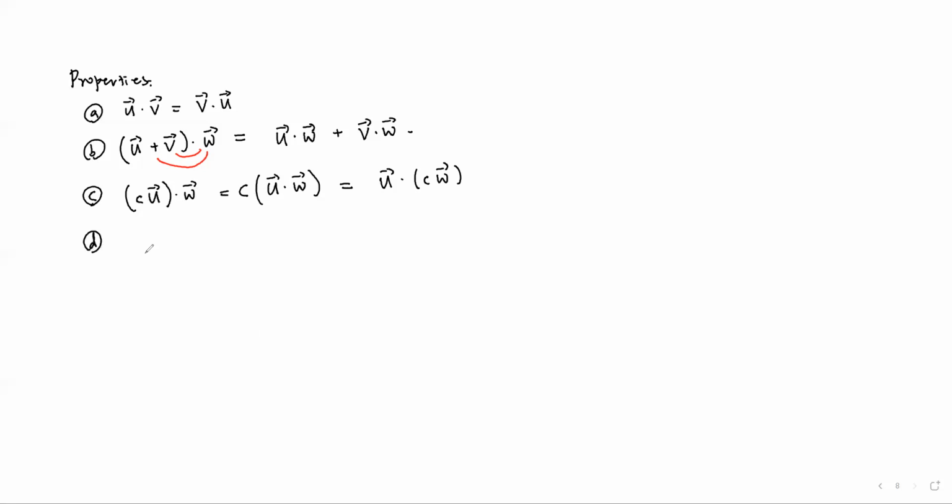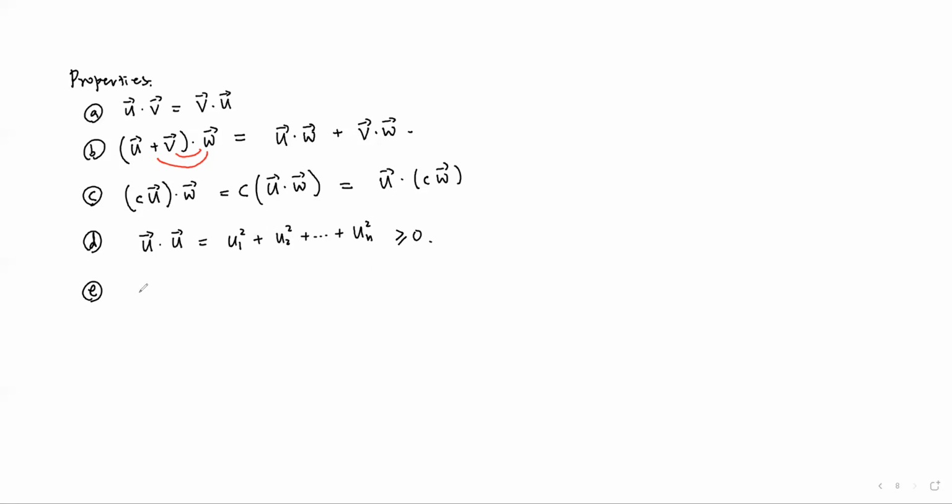D, a vector dot itself. By formula, it is first entry square plus second entry square, and so on. A vector dot itself, this number is clearly non-negative. So a vector dot itself is a non-negative number.